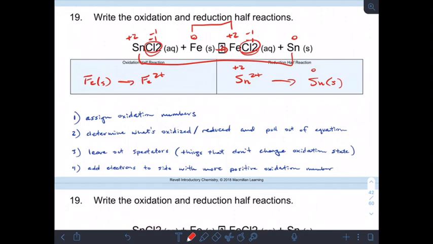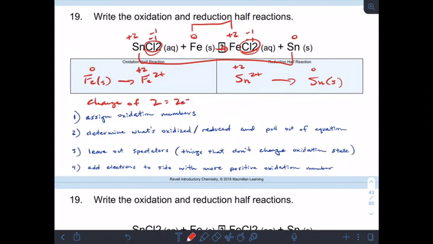So now step 3 says leave out the spectators. Those are the things that don't change oxidation state. That would be the chlorines. Okay? Now step 4 says to add electrons to the side with a more positive oxidation state. Let's look at our oxidation half reaction. If I went from a 0 to a 2, that's a change of 2. That means 2 electrons have moved. So I'm going to put those electrons on the side with the more positive oxidation state. That means I'm going to put them on the right, next to the iron 2+.